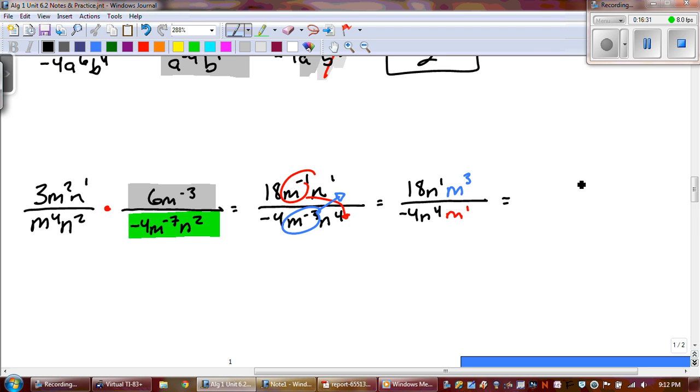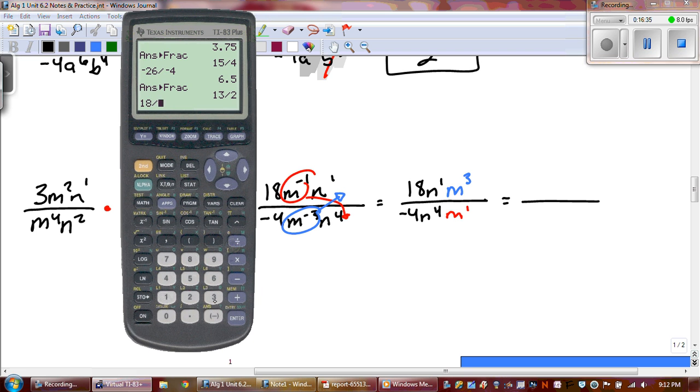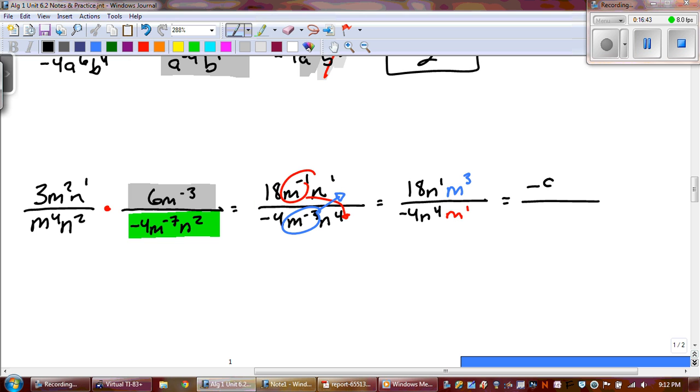So now let's write our final answer. We want to reduce the 18 over negative 4, turn it into a fraction, and we get negative 9 over 2. Okay, alphabetical order, so the m's come first. I have more on the top, and I have 2 more. And now I'm going to look at the n's. The bottom wins, and the bottom wins by 3. So we have negative 9m squared over 2n cubed.